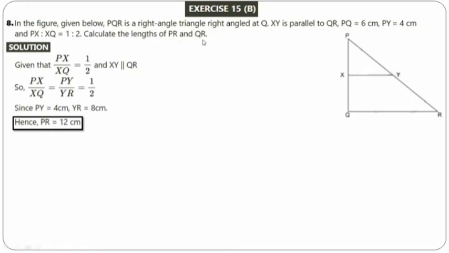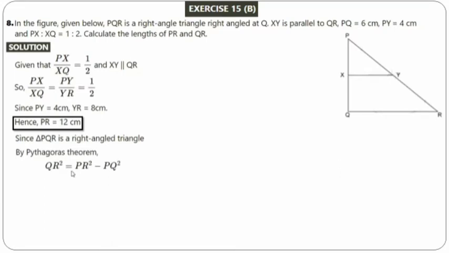Now, in order to find QR, we must know the value of PQ, which is given as 6, and we must know the value of PR. So we'll apply Pythagoras theorem and it gives me this one. PR is 12 centimeters, so this is 12 square. PQ is 6, so it becomes 6 square. So 12 square is 144, 6 square is 36. Simplify this, this is 108.